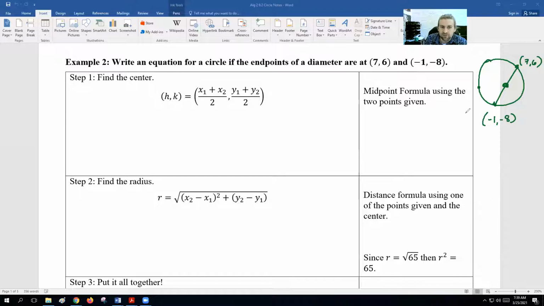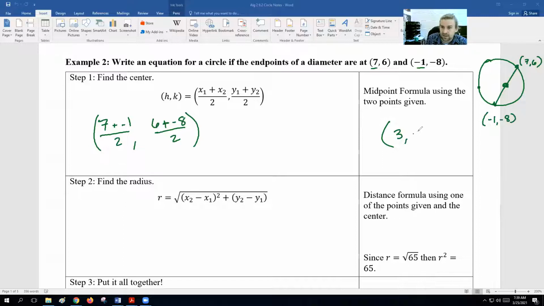We can use the midpoint formula to find the center. So the midpoint, this is why we practiced it before, is we add up the x's. So what's 7 plus -1? We'll divide that by 2. And then we'll add up the y's, 6 plus -8. We'll divide that by 2. So the center is at, okay, let's see, that'd be 6 divided by 2, so the center's at 3. And then 6 minus 8 is -2.